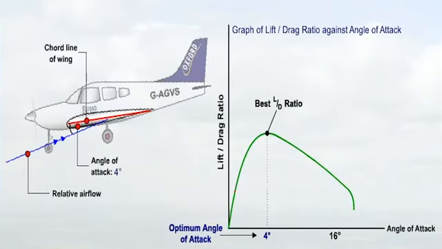The pilot has no instrument to indicate to him when he's flying at the best lift-drag ratio for his aircraft. But, as you'll have learned in your ground school studies, the lift-drag ratio is a function of the angle of attack. As we see on screen, there is a value for the angle of attack which will give the best lift-drag ratio. For most light aircraft wing sections, this is about 4 degrees.